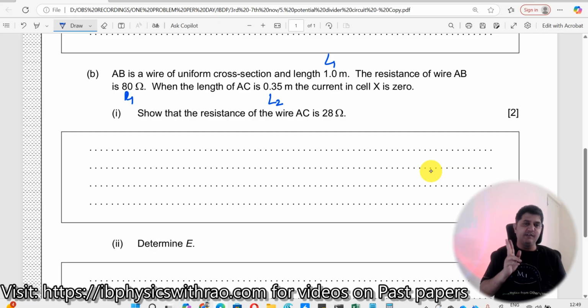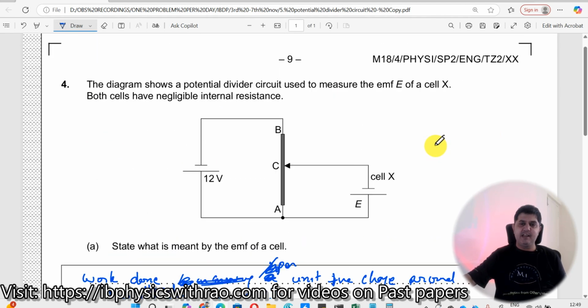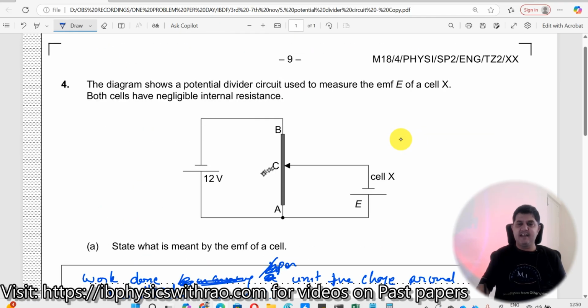So there are two things which we need to know. First is the formula, which is quite easy. The second one is to understand how a potentiometer or a potential divider works. Now let me go back here. He says the current in the cell X is 0. When will the current be 0? Only when it's an open circuit, the first condition. Or the second condition is the potential difference is 0.